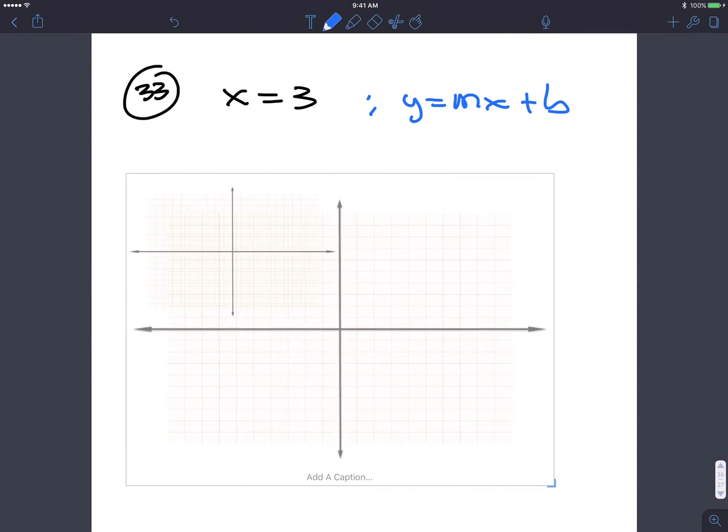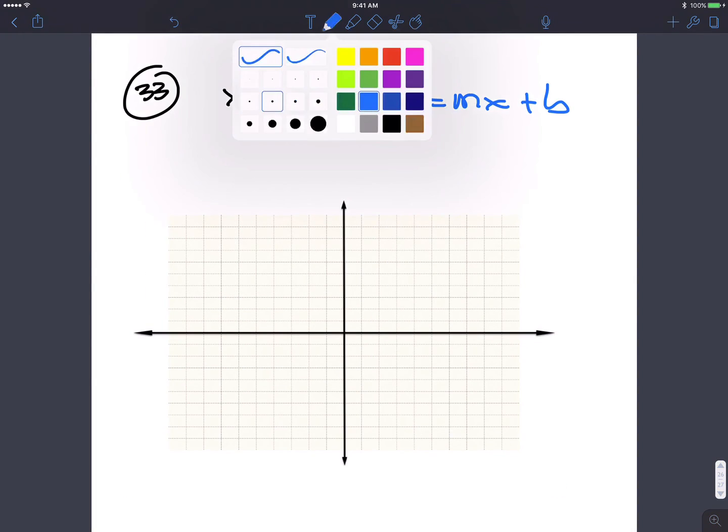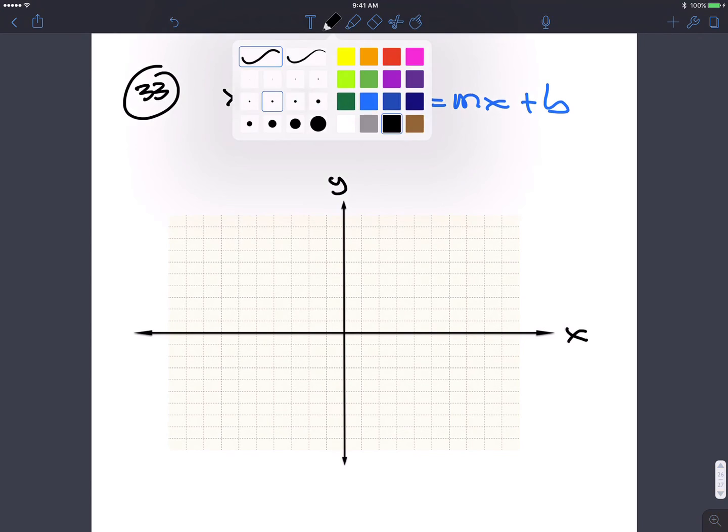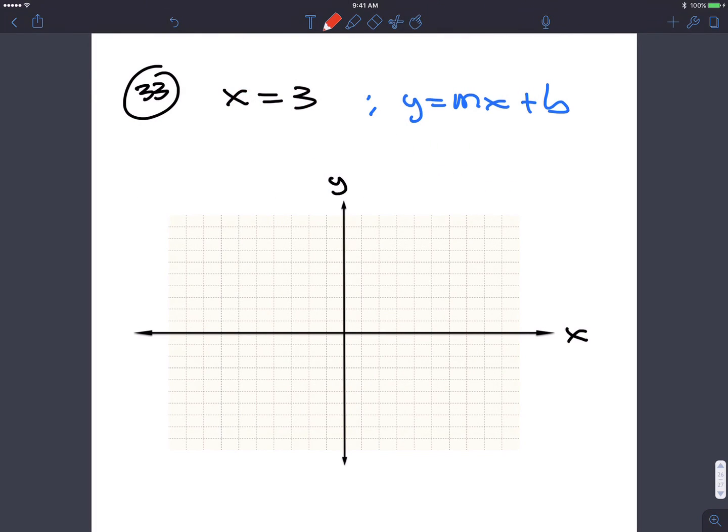Let's get out a graph. And there's a couple of ways you could do this. We talked about this in class. Remember, x is 3 is going to be, there's more information. You need the y-coordinate value. And remember here, if you have x is 3, x is constantly 3. That means y is arbitrary. Any value of y will work.